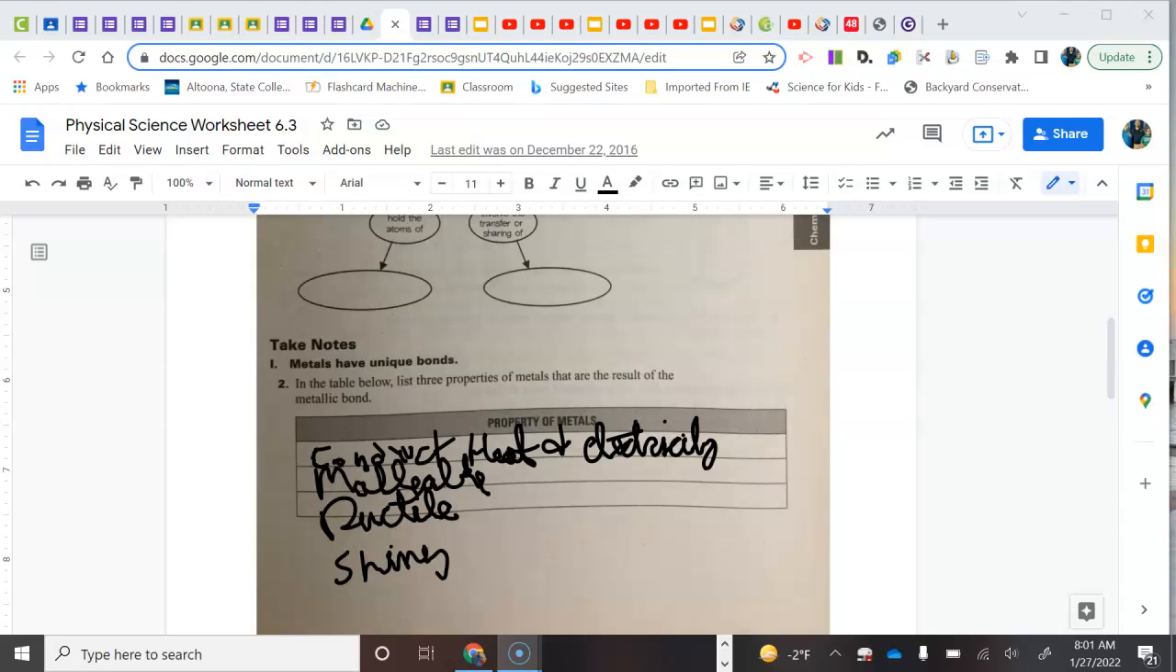You could have used that. They have high boiling points. Well, except for mercury.